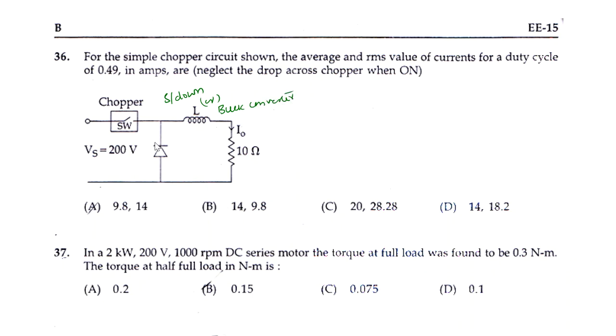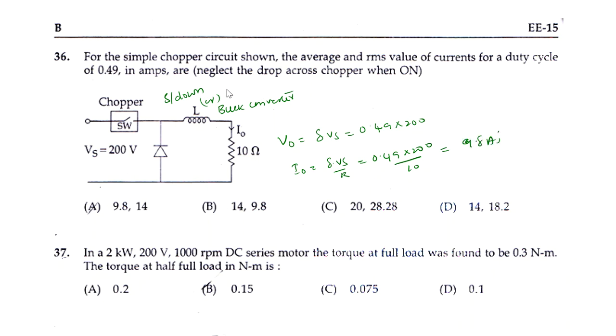Now here the voltage Vs is equal to 200 volts and the duty cycle is 0.49. We need the average output voltage, so V naught is equal to delta into Vs, 0.49 into 200. But here they are asking for currents, so I naught is equal to delta into Vs by R, which is 0.49 into 200 divided by the 10 ohm resistor. This will be equal to 9.8 amperes.